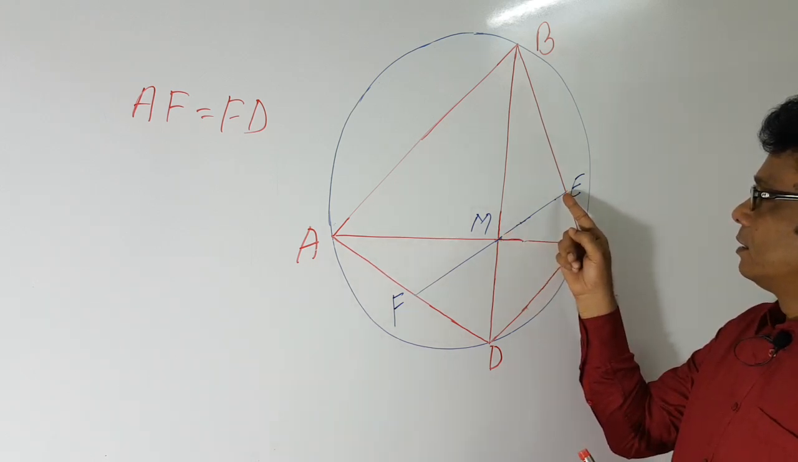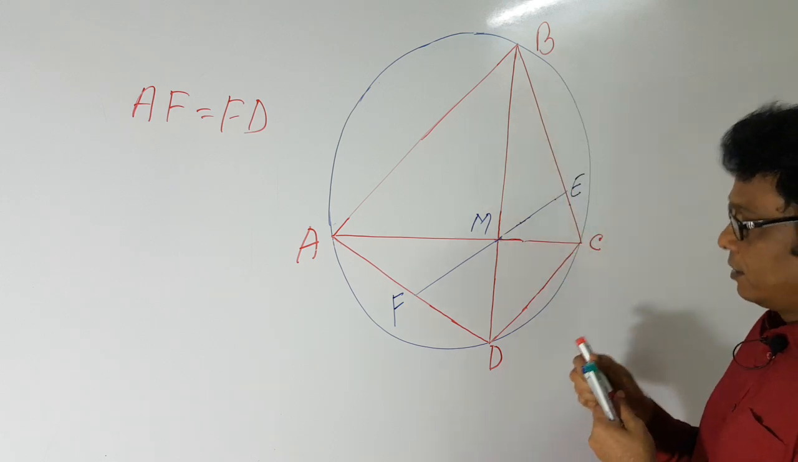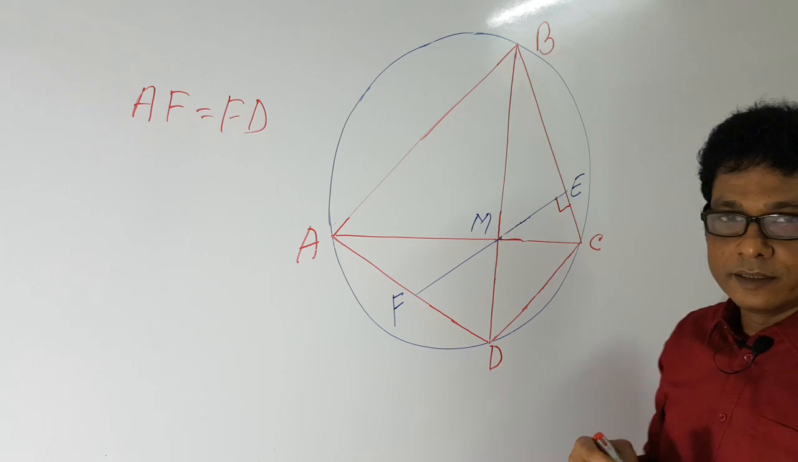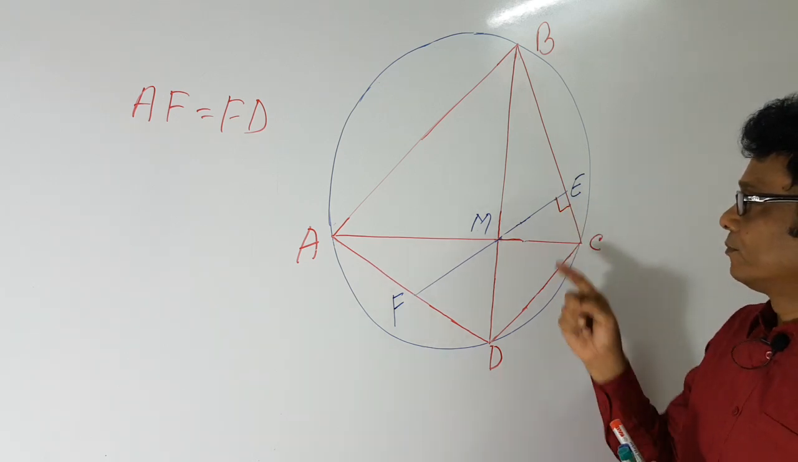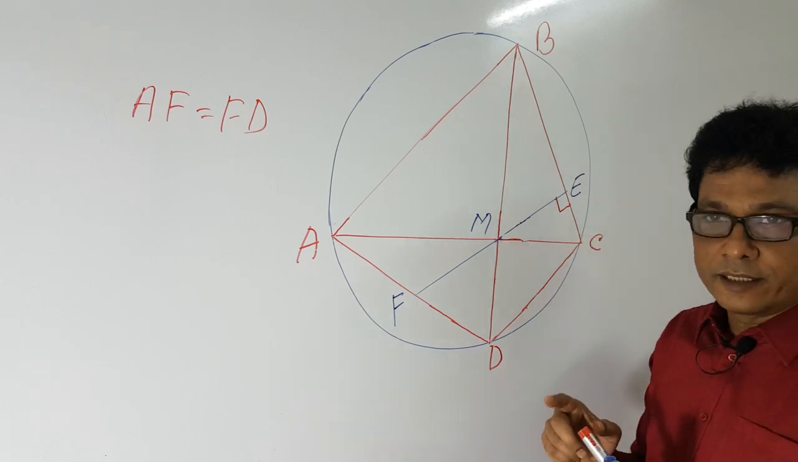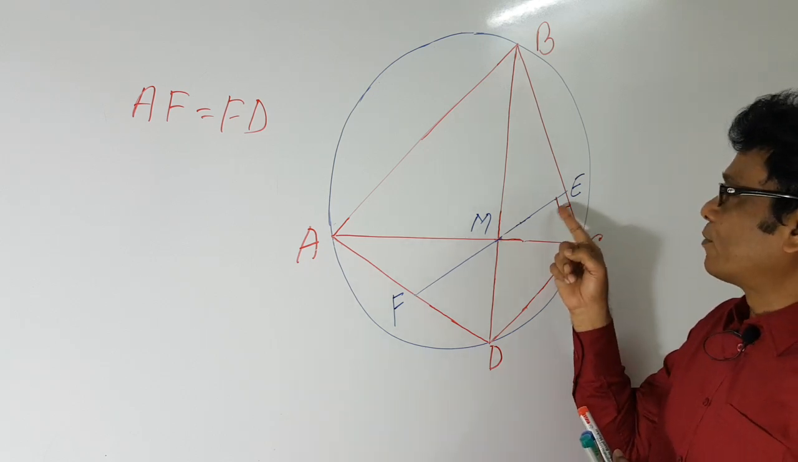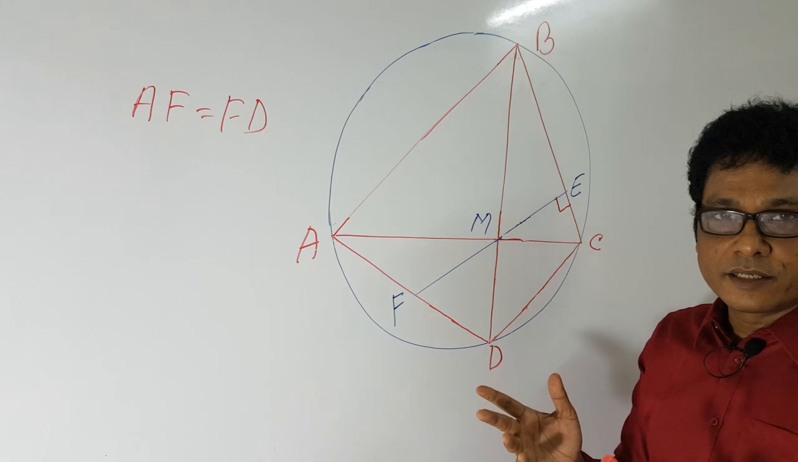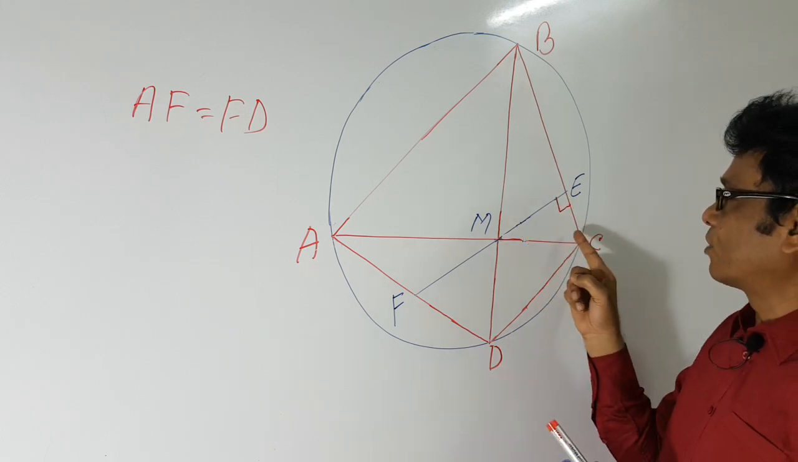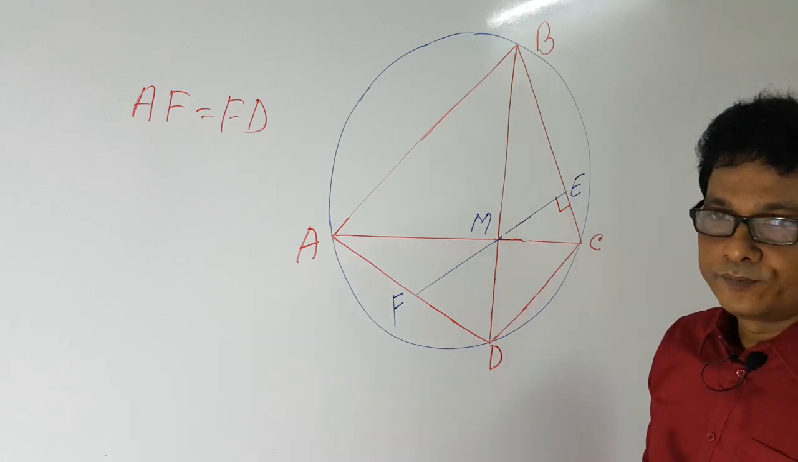ME is perpendicular to BC. That means this angle is 90 degrees. So this plus this equals 90 degrees, because the sum of three angles of a triangle is 180 degrees. This is 90 degrees, so this plus this is 90 degrees.